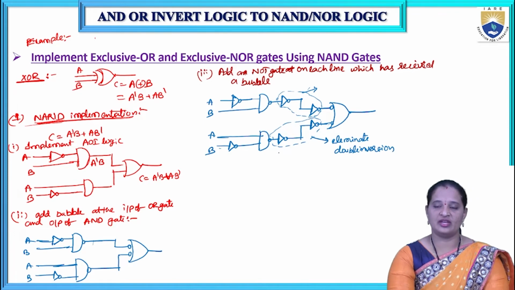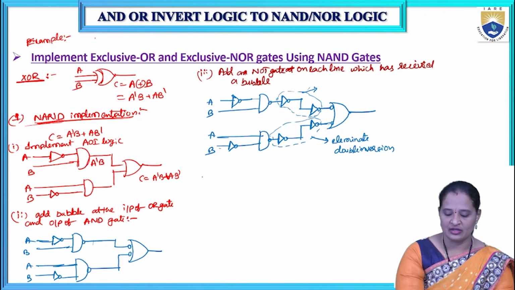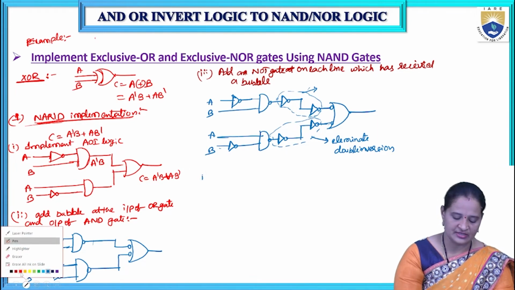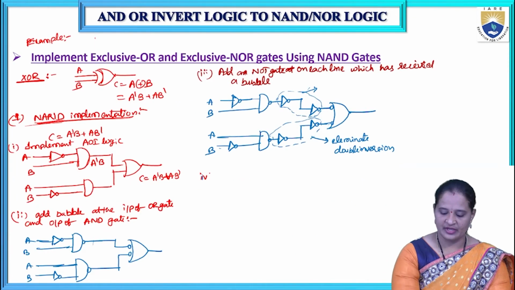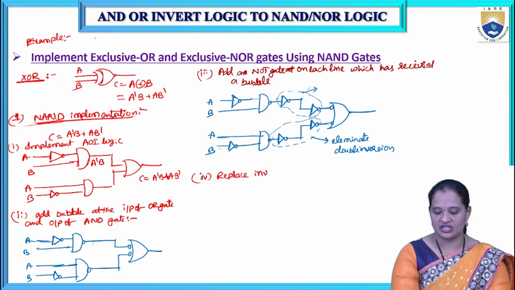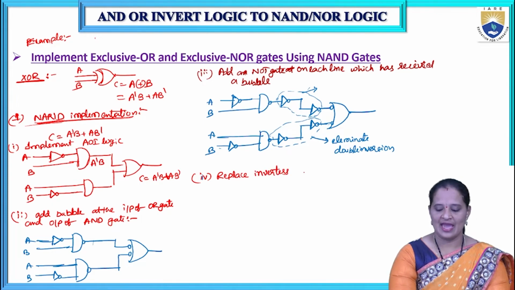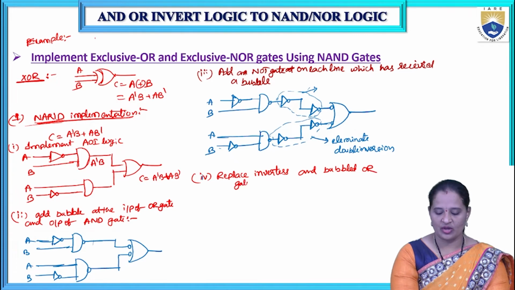After eliminating the double inversion, replace all the inverters with NAND gates, and the bubbled OR with a NAND gate again. So now the fourth step is to replace inverters and the bubbled OR gate with NAND gates.